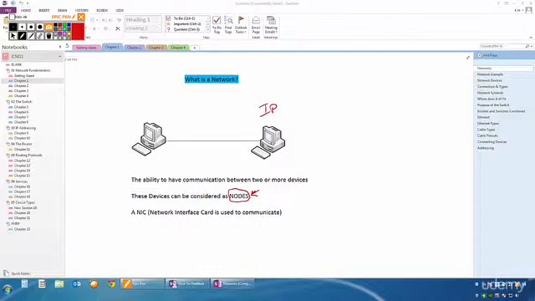Now, if you were doing Novell, you have IPX and so on. And, of course, with Apple, you have AppleTalk. But we're dealing with IP as our means of communication. So that means nodes are devices that communicate between each other using IP.